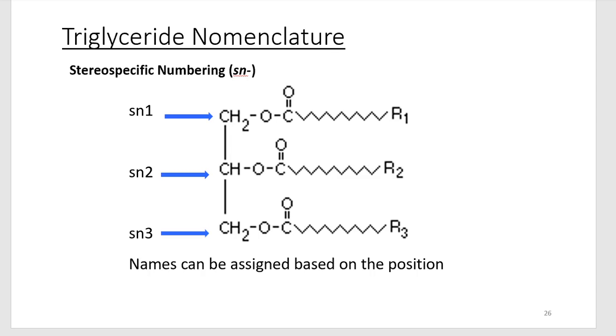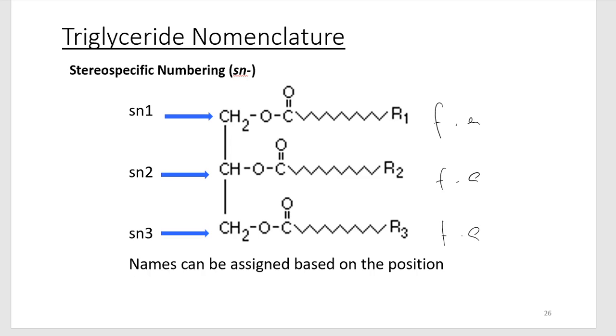Let's look at the triglyceride nomenclature. So this is a triglyceride with 3 fatty acids. The central carbon of a triacylglycerol exhibits chirality if different fatty acids are present at the terminal carbons of the glycerol. Because of this, the 3 carbons on the glycerol portion can be differentiated with stereochemical numbering.